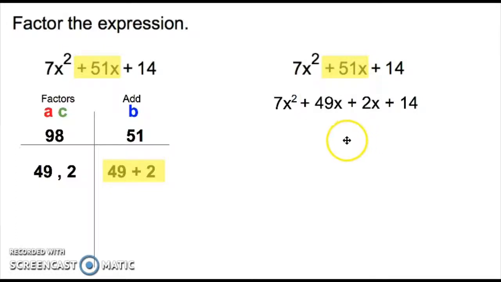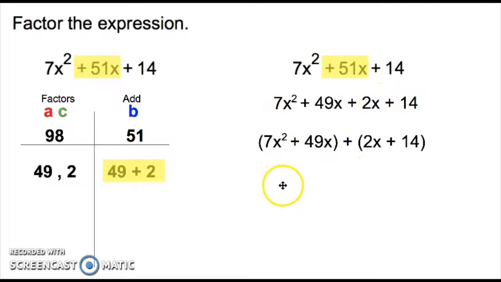Now what I need to do is take each pair of terms, the first two and last two, and put parentheses around them. Okay? Now I need to pull out my GCF of each pair. Looking at this one first, 7x squared plus 49x. That has a GCF of 7. I could divide both of those by 7, and I could also take an x out, so 7x. Dividing 7x squared by 7x, I just have x. And dividing 49x by 7x, I just have 7.